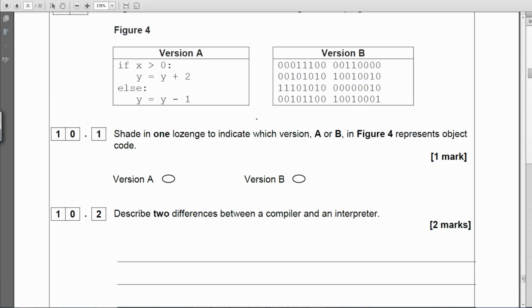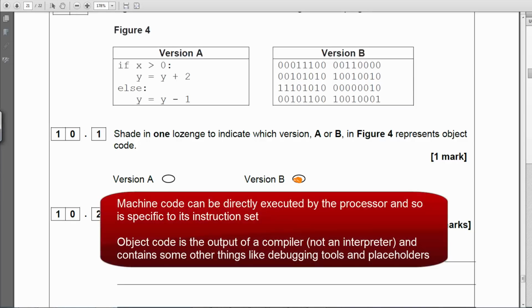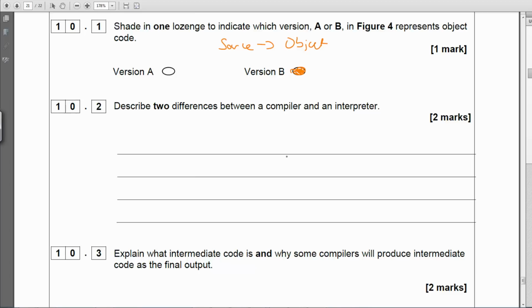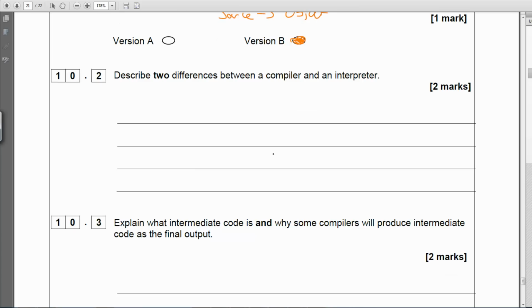Okay, so this is object code, not machine code. They are slightly different. So it's version B, and so really you're going from source code to object code when you translate a program. So describe two differences between a compiler and an interpreter, the two types of translator.